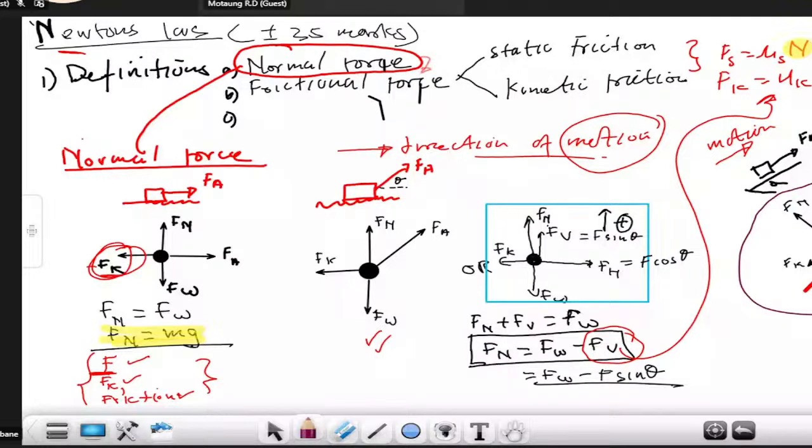Mr. Mtau. Do we round off while we are calculating or we don't round off at all? I cannot hear you, Mr. Mtau. Your background is very noisy. Sorry, sir. Do we round off while we are calculating or we don't round off at all, before reaching the final answer?